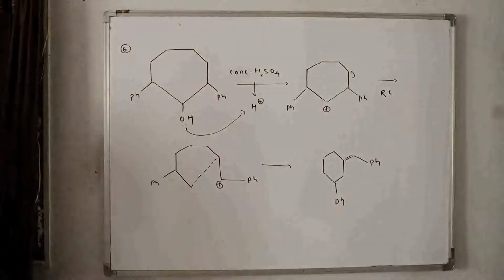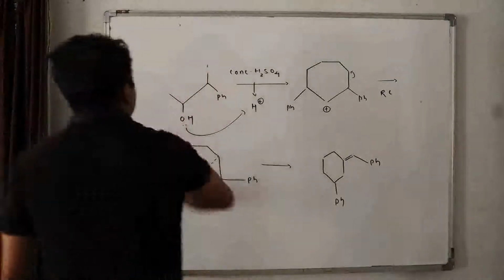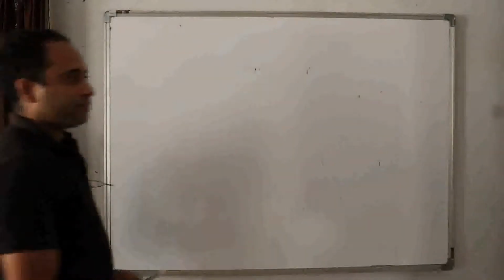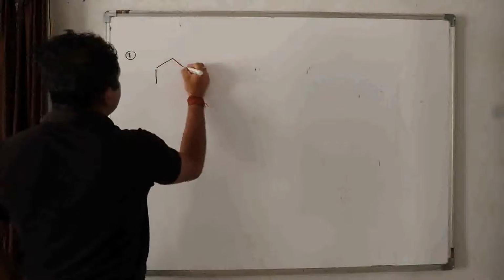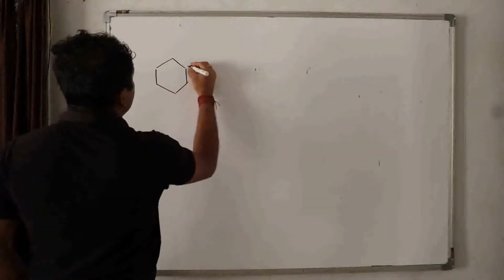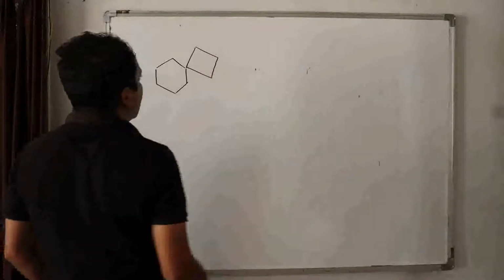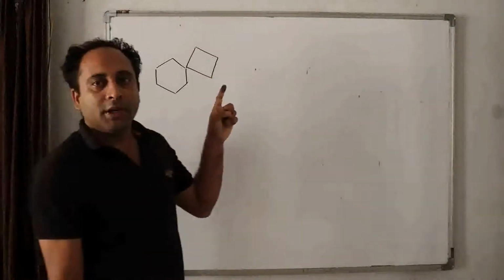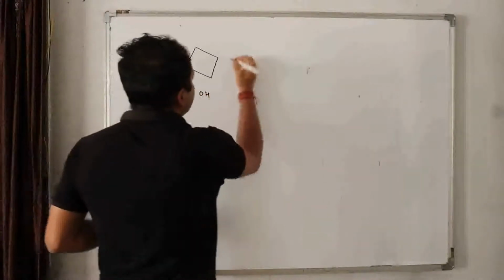Question number 7. You understand or not? Easy questions. Next, question number 7. This is a spiro type of compound, isn't it? And to this position, OH is linked.